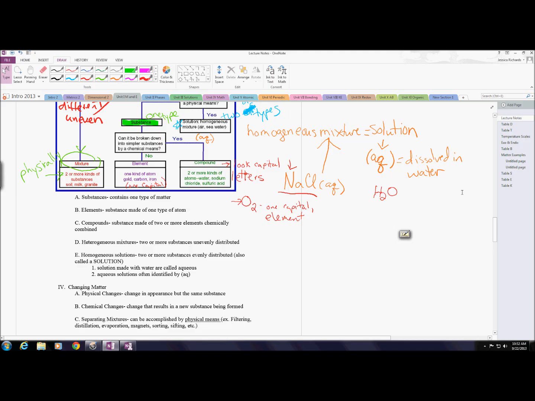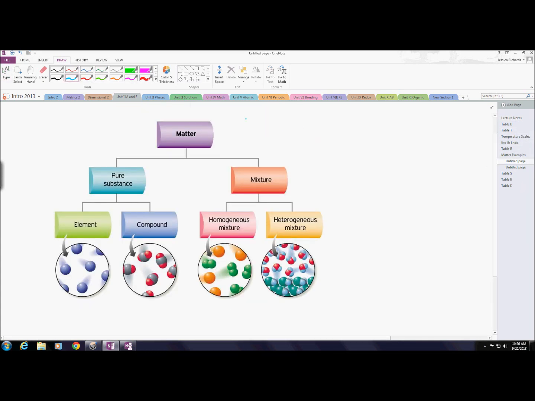Heterogeneous mixture, two or more substances unevenly distributed. Homogeneous solution is two or more substances evenly distributed. Keep in mind that homogeneous and heterogeneous are adjectives. A homogeneous mixture is a solution. Solutions with water are called aqueous. We use the AQ. Some other dichotomous key kind of ways of breaking up matter.